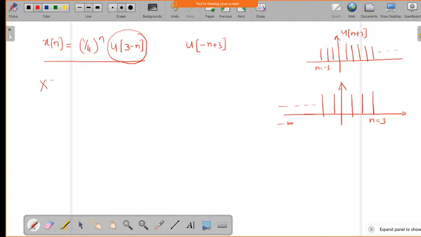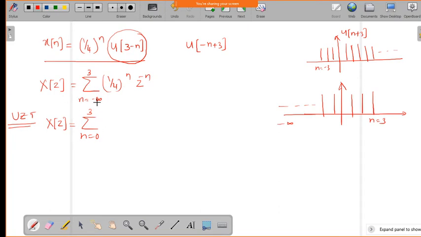Now if you want to take X(z), you have to take n equal to minus infinity to plus 3, (1/4)^n into u(3 minus n), which is always equal to 1. But we need to find the unilateral z transform. For the unilateral z transform, you have to take n from 0 to 3, into z^(-n). You have to take only n equal to 0 to 3, and you can find the unilateral z transform.